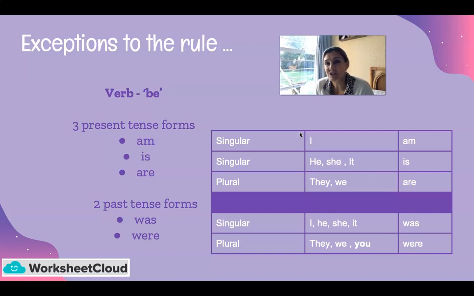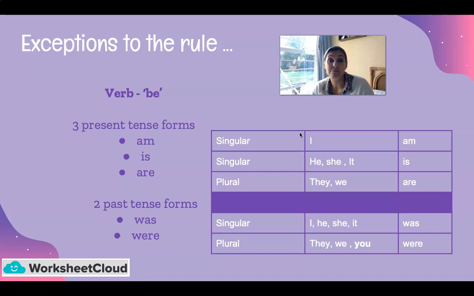If I was using he, she, or it, I'd use the verb is. He is sick, she is sick, it is sick. Maybe I'm talking about an animal and I want to use the pronoun it. If it's the plural, so talking about a group, they or we, you would use the form of the verb be in the word are. You don't say they be sick, they are sick, we are sick.